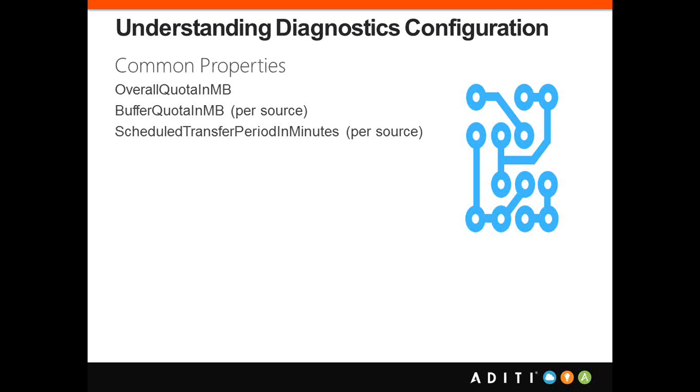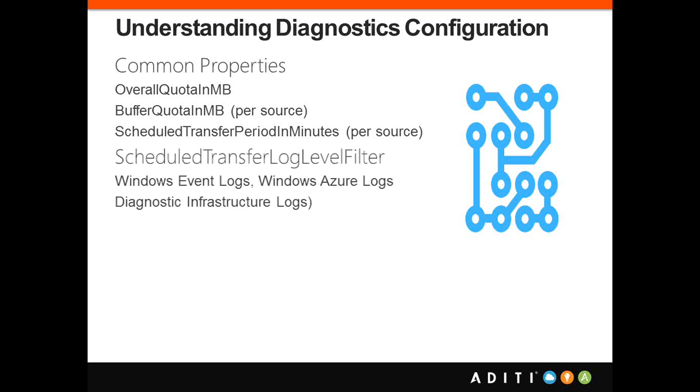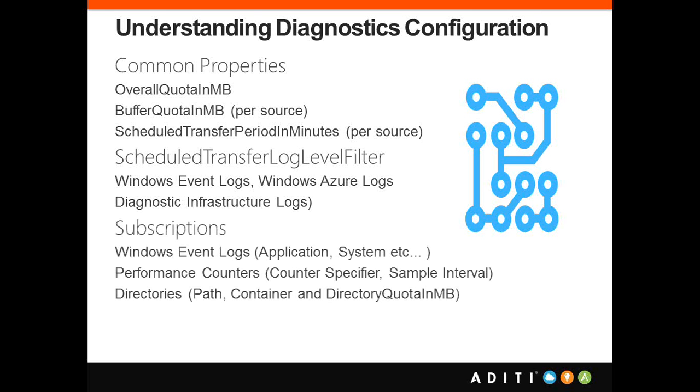And there is buffer quota in MB. This is per source, for event logs, for directories, for files, etc. So we have to do that independently. And then the schedule transfer period in minutes, or you can just use that in seconds also. Then the log level filter, which we have already seen. You could also do that for Windows event logs, performance counters, or directories, like we'll see the directory information very specifically. And now the good part, let us go back to the demo.